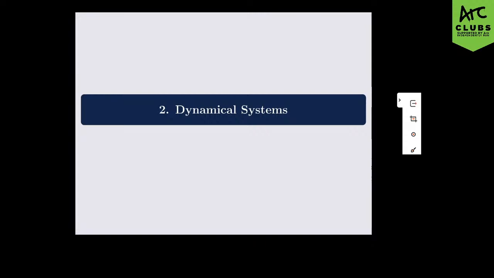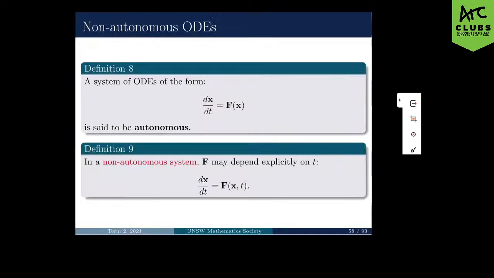Okay, so I'm just gonna get started with part 2. Part 2 is dynamical systems, and this topic is all about solving systems of first order ODEs. Just defining some things, there are 2 types of ODEs. One is autonomous and one is non-autonomous. The difference between them is just that non-autonomous systems depend explicitly on time, whereas autonomous systems don't.